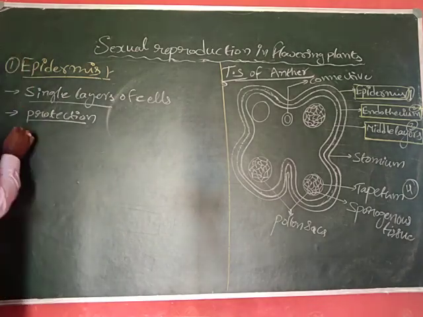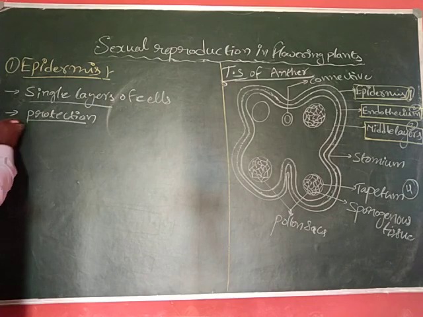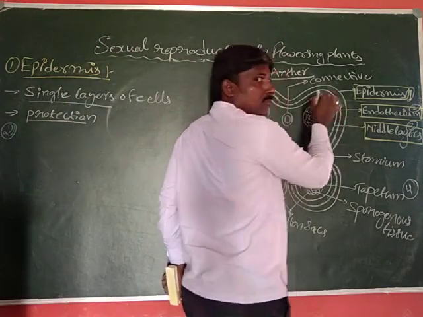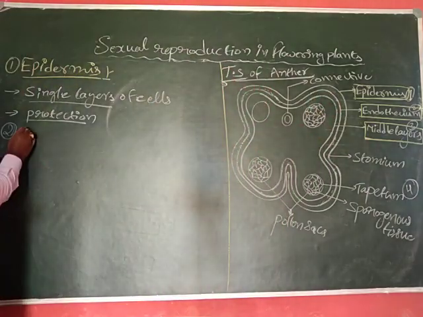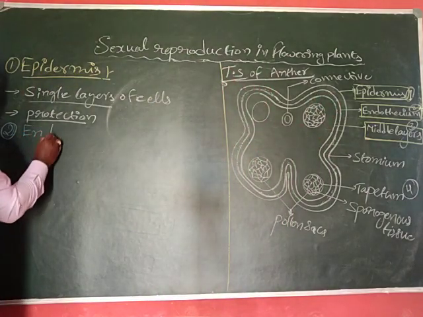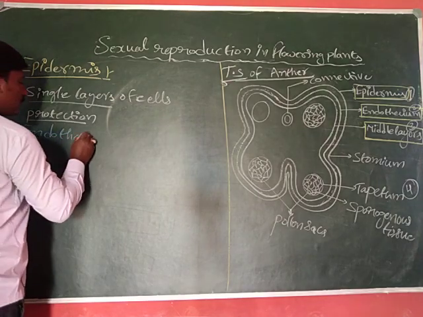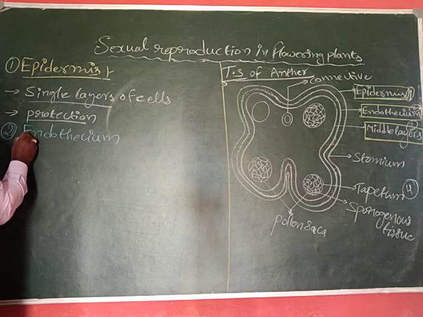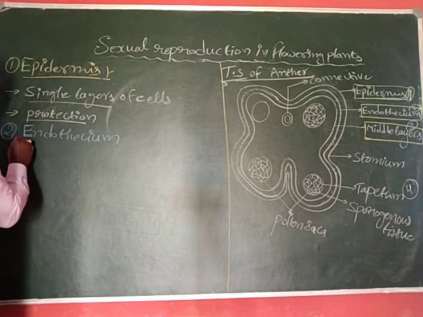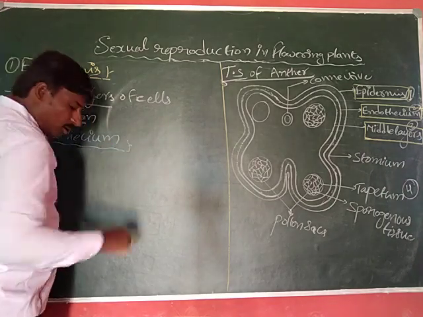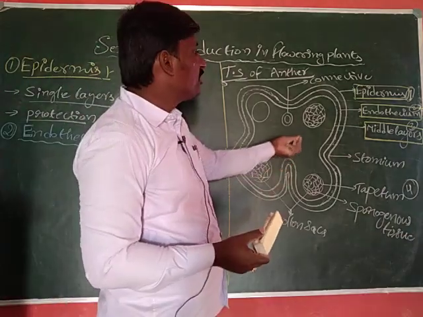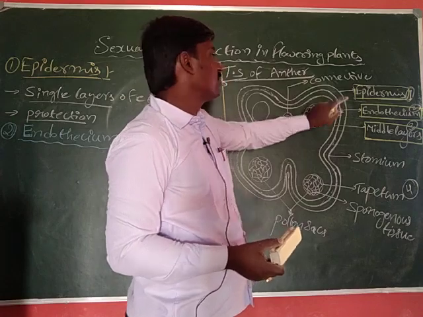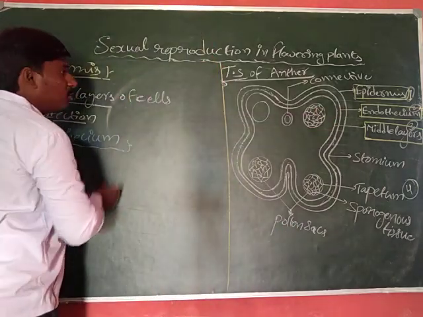Now let us see the second anther wall layer. Which is the second anther wall layer? Endothecium. Now let us see a brief account of the endothecium. The endothecium is situated just below the epidermis.